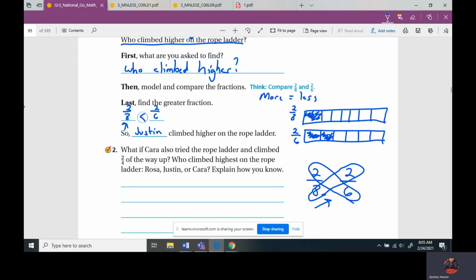So I ask myself, what's 8 times 2? That's 16. So this side is going to equal 16. What's 6 times 2? It's 12. So let's erase this. Which is bigger, 12 or 16? You would say, well, 16 is bigger, Mr. Heaver. And how do we do that? By drawing our butterfly. This works every time. This is something we're going to practice because you've got to know it next year.